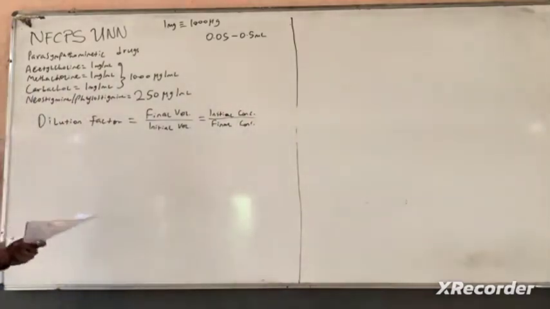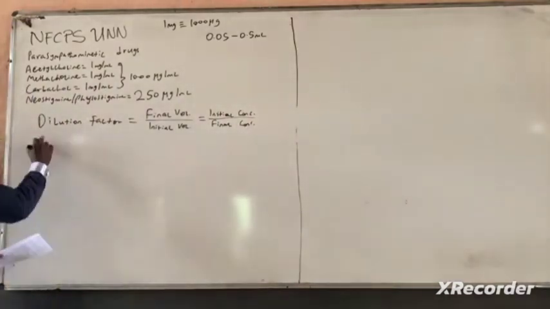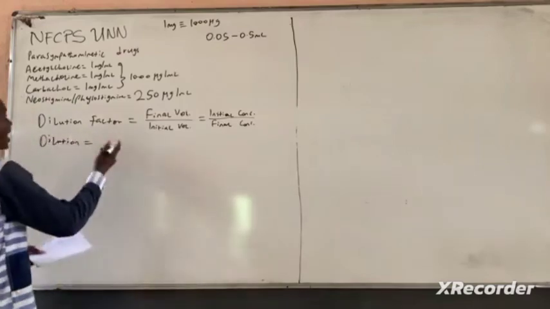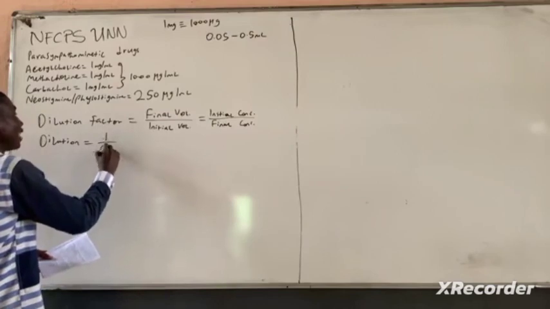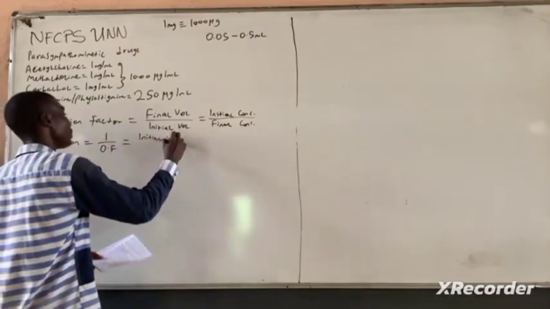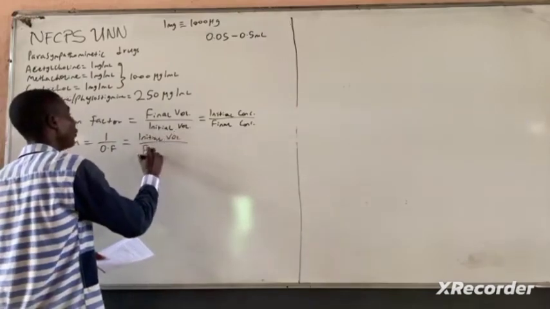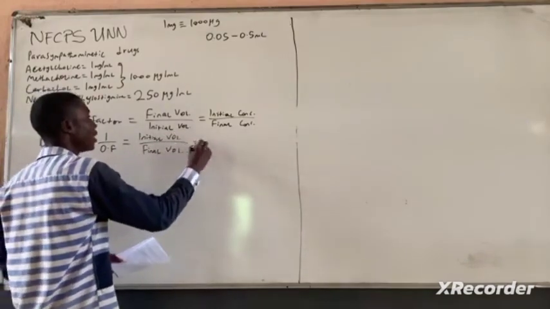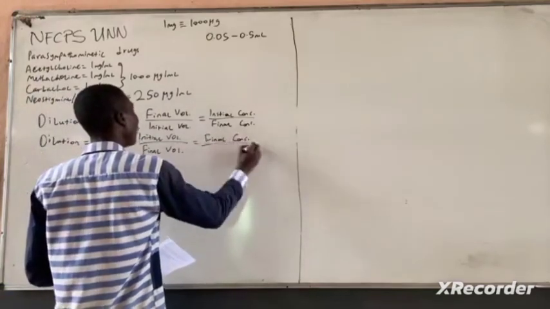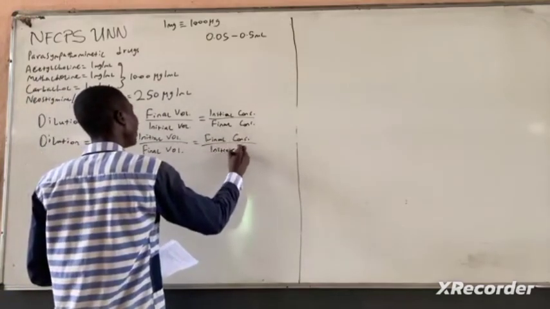And then if you are asked to tell what is the dilution you did, your dilution is actually the inverse of dilution factor. That's dilution is equal to 1 over dilution factor. That means dilution is simply initial volume over final volume, and then it's equal to final concentration over initial concentration.